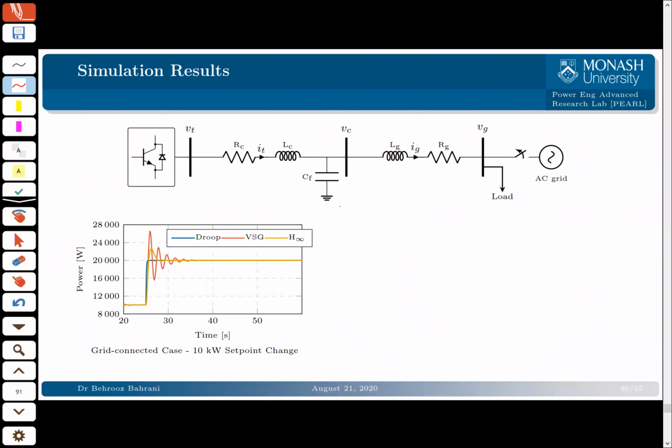So if I look here, this is a case in which we have a grid connected system. It means that this switch is closed, and we have a 10 kilowatt set point change for this system. The blue one is your droop control, VSG is the red one, and the controller that we designed is the yellow one.